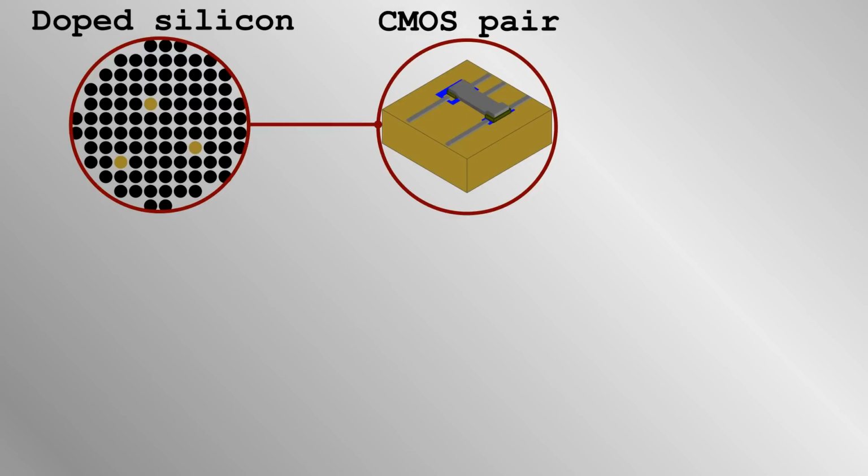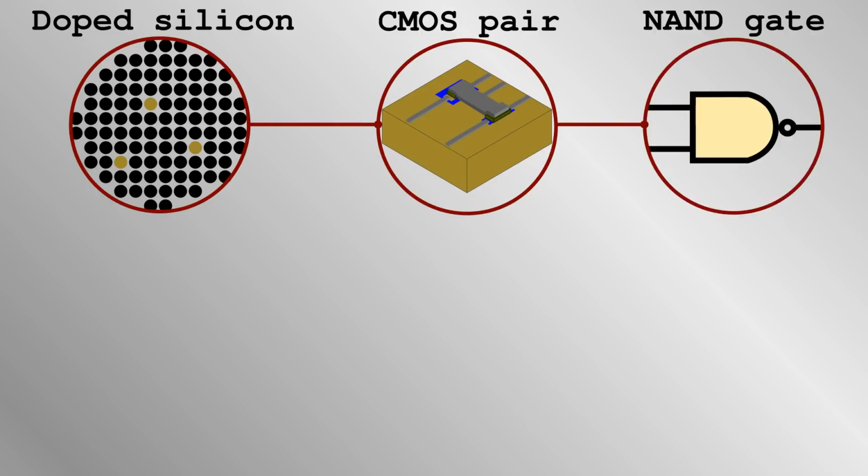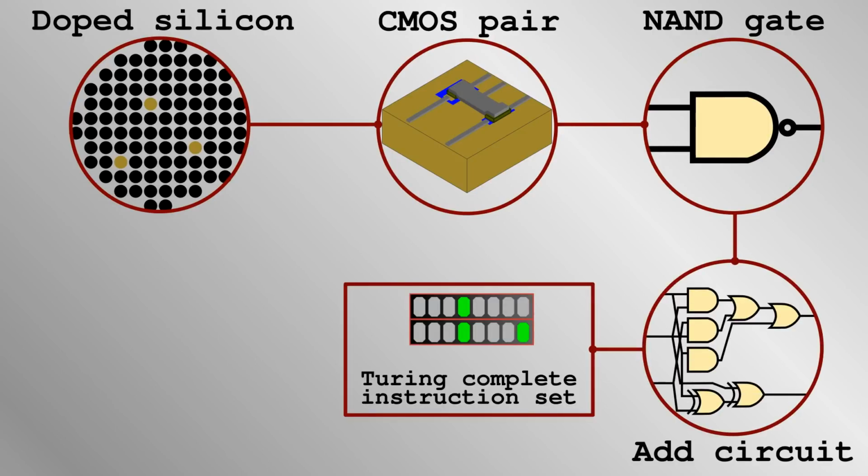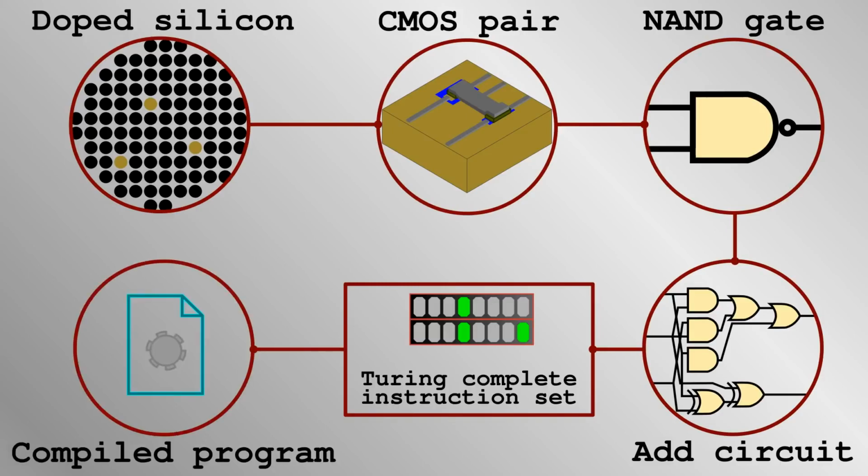Computing is all about building up simpler concepts to achieve more complicated ones. If you've got CMOS pairs, you can make a NAND gate. If you've got NAND gates, you can make any logic gate. If you have logic gates, you can make instructions. If you have instructions, you can make algorithms into functions. From functions, you can build up programs as complicated as you like.